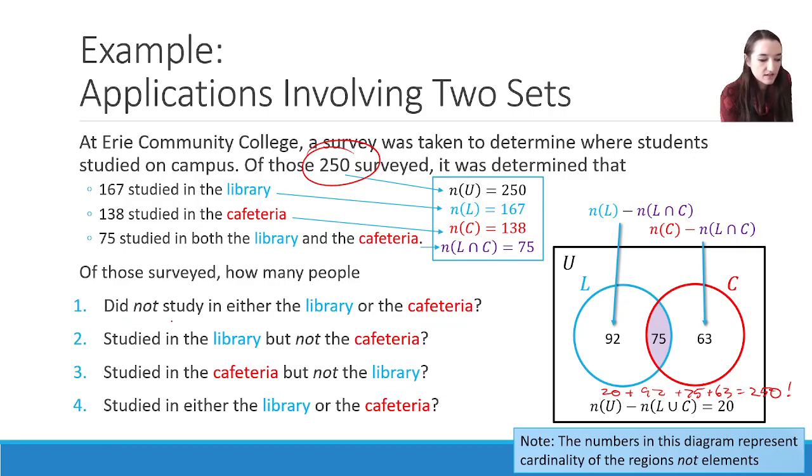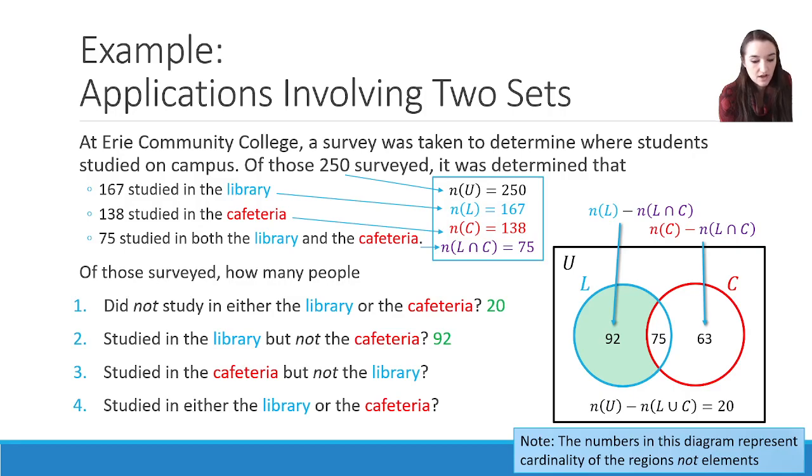How many did not study in either the library or the cafeteria? So not in the library or the cafeteria. The library or cafeteria is their union. So not is what's out here, which happens to be that 20. How many studied in the library but not the cafeteria means we're looking at the library circle, but ignoring this area. So now we get that 92.